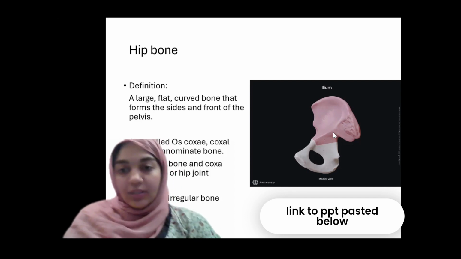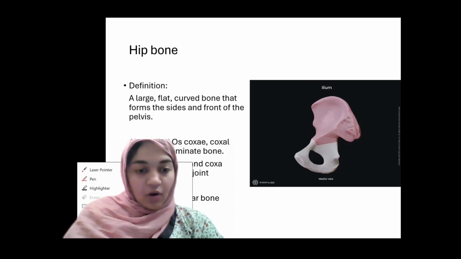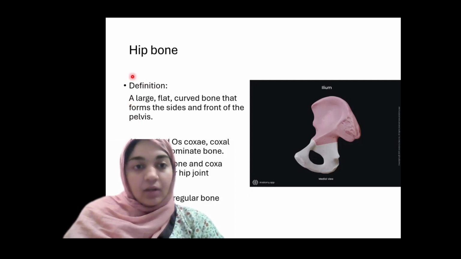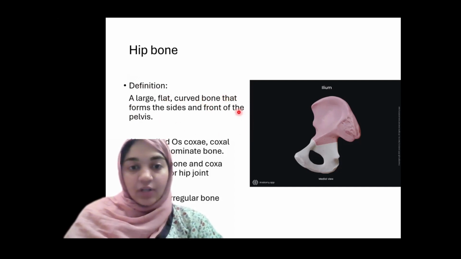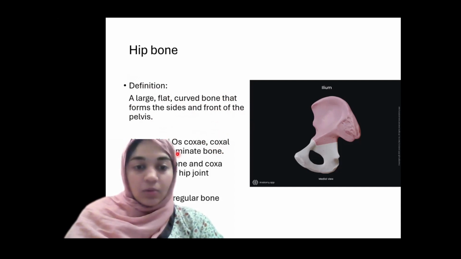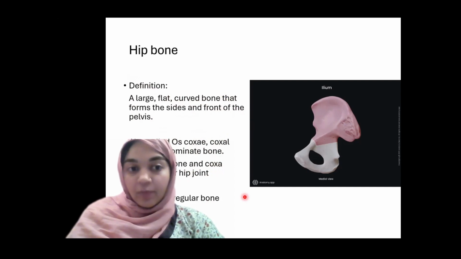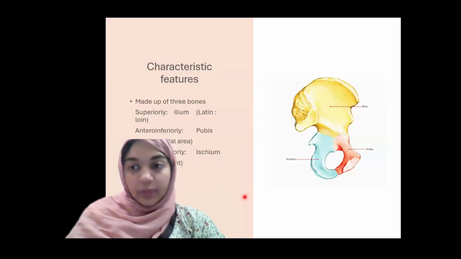So as you can see on this slide, this part is the ilium, this part is the pubis, and this part is the ischium. Moving on, what's a hip bone? It's a large, flat, curved bone that forms the sides and front of the pelvis. It's also called os coxae, coxal bone, or innominate bone. Os means bone, and coxa means hip or hip joint. It's an irregular type of bone, and it's a flat bone.